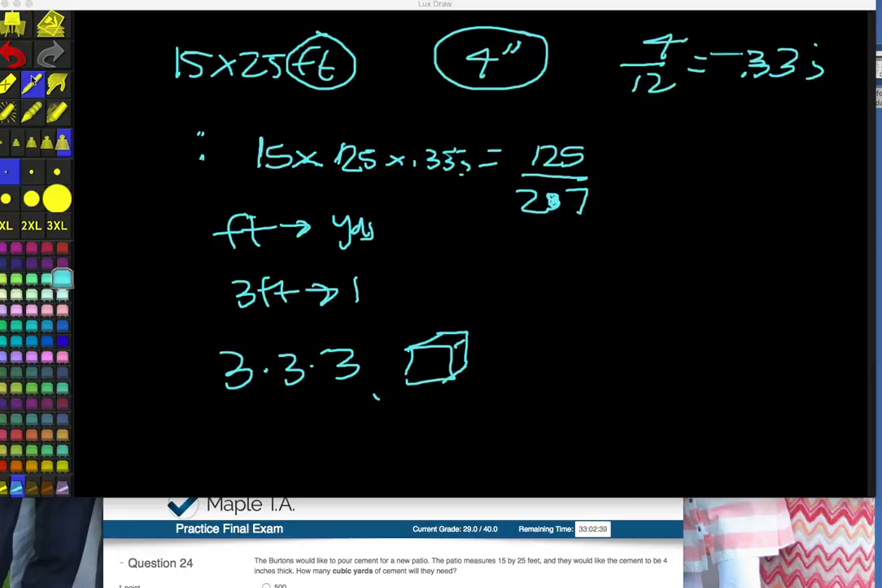It's 4.63. So just remember that when you are working with cubic yards, if it was square yards, it would have been 3 times 3. If it's cubic yards, I have to have that third dimension in there. So just remember that.